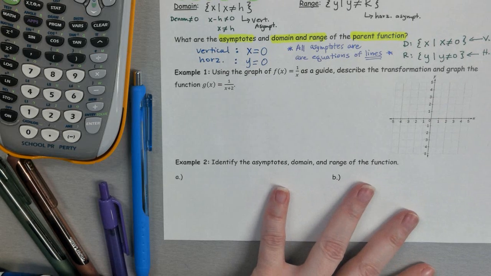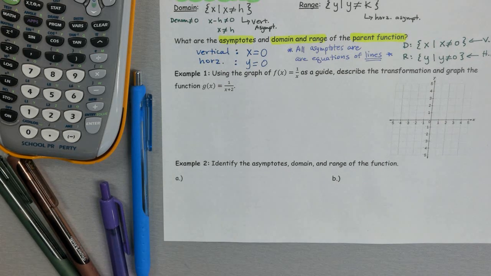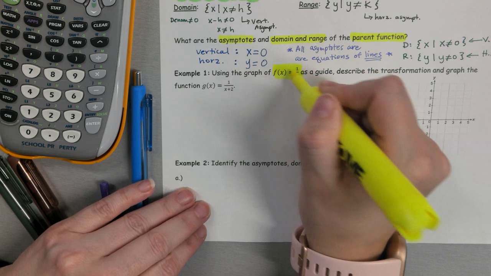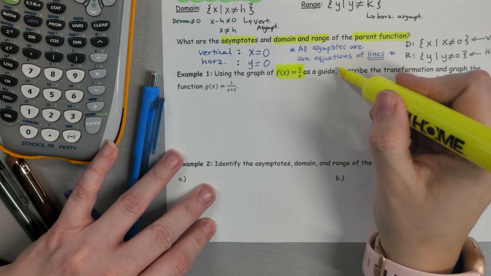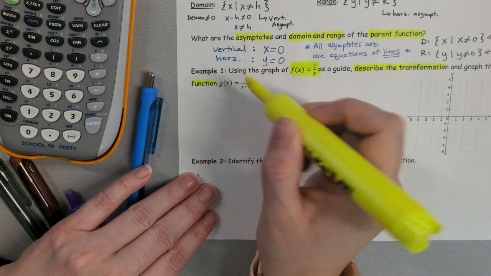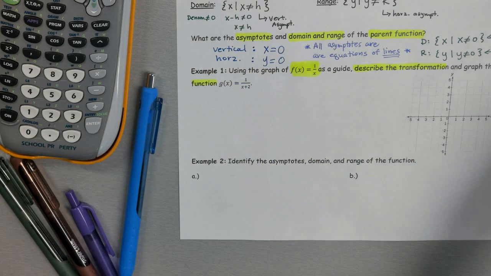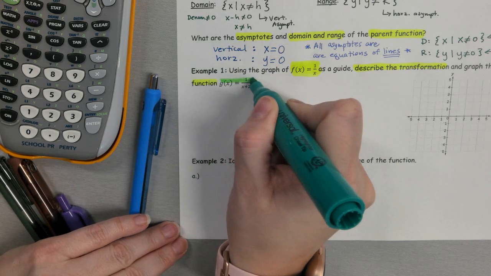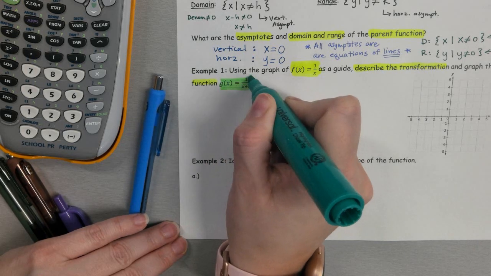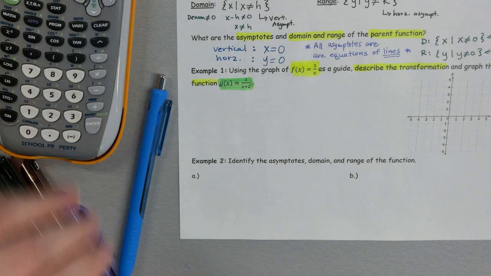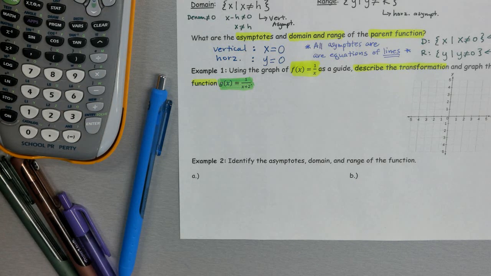All right, so for example 1, you're going to use this graph as a guide. And because it says to do that, I made a table for this and then did the transformation. So describe the transformation, and then you're going to graph the function, and this is your new function, your g of x here. There are many different ways that you can graph this, so we'll talk about those strategies as well.